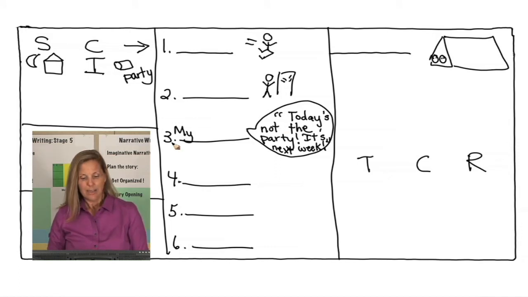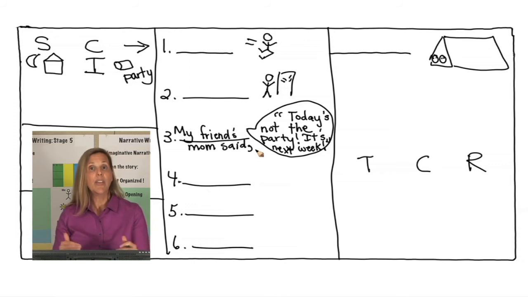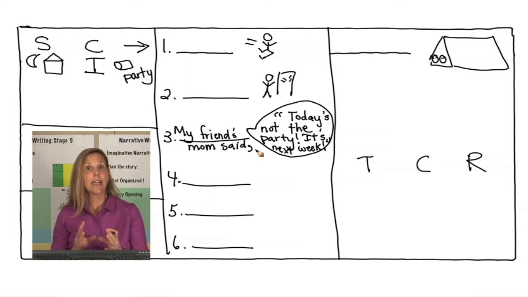Who said, "Today's not the party, it's next week"? My friend's mom said, comma, "Today's not the party, it's next week." Notice I wrote out that marker. My friend's mom said, comma. We're writing all that out again on the organizer so that when we write out our story, that punctuation, the mechanics are already clear for the students.